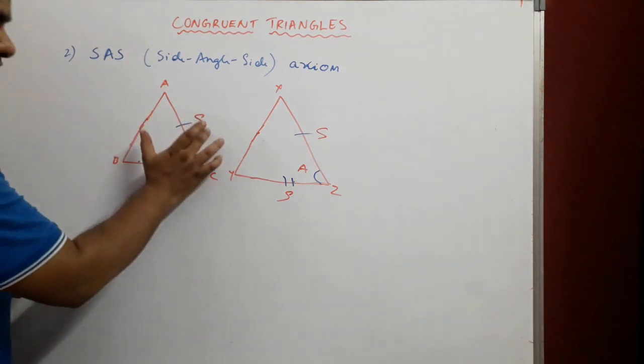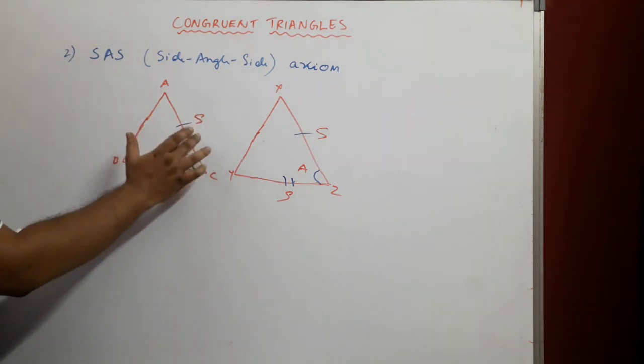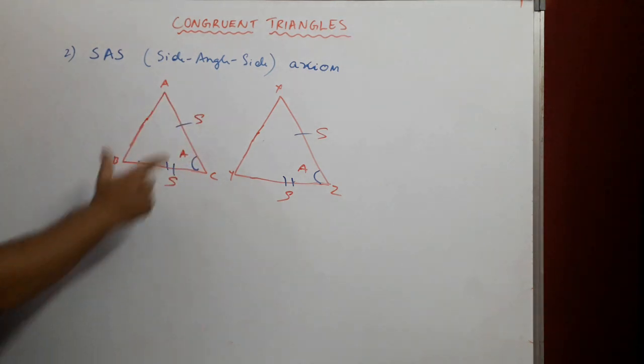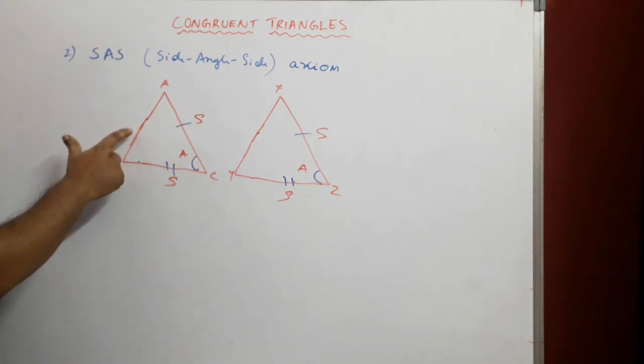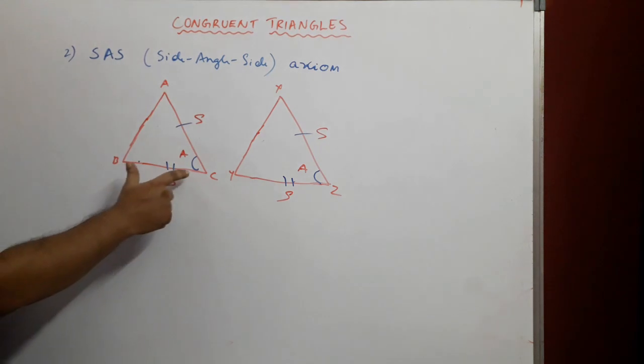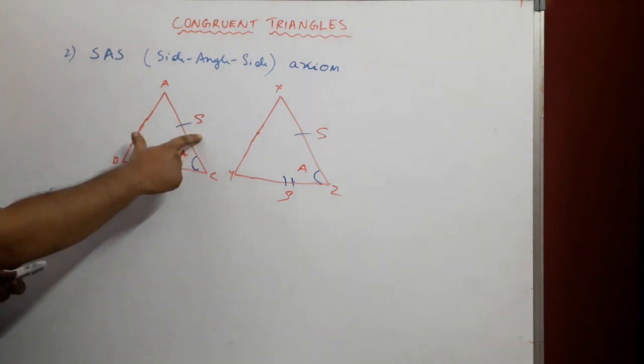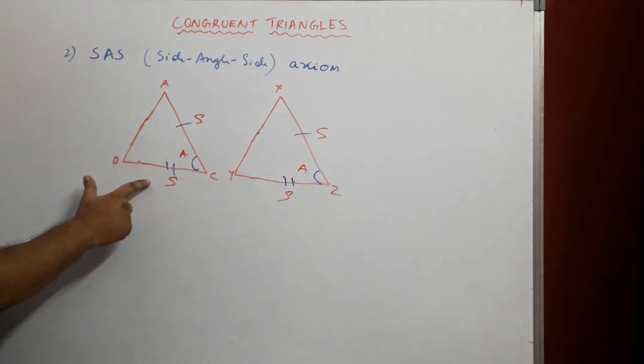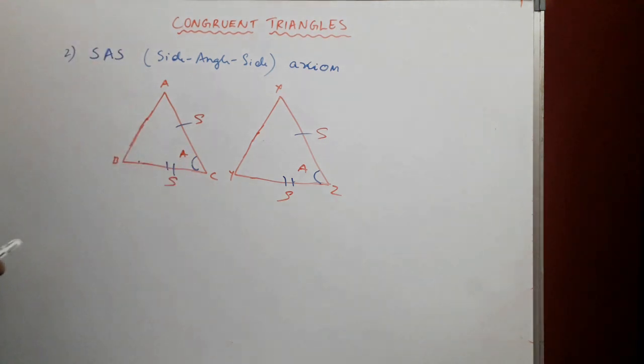We need to have side, angle, side. It has to be in that fashion. It can be anywhere on the triangle. It can be side, angle, side, or side, angle, side. But you can't have two adjacent sides and one angle somewhere else. Then it is not possible under the SAS axiom.